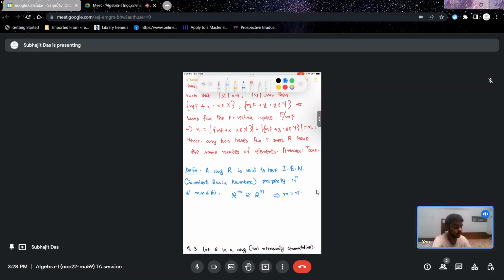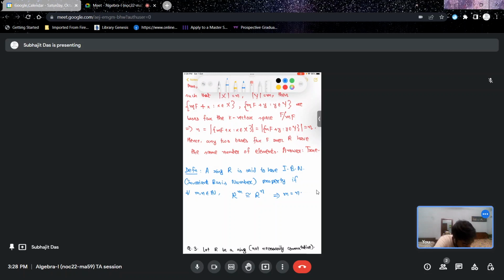is equal to n. So what I mean by this is R power m is just a free module of rank m. I mean it's a free module that has a basis of m elements, and R power n is a free module that has a basis with n elements. So these two will be isomorphic if and only if m is equal to n. That is, if we take any finitely generated free module over R, then any two bases of that module will have exactly the same number of elements. This is what the IBN property, invariant basis number property, says.